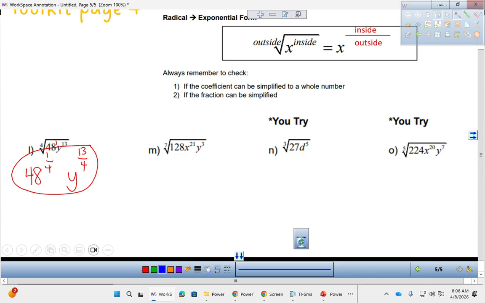So here, I've got a 128. I've got to give that a 1. So I'm going to have 3 different things with their own exponent. The 128 is going to have a fraction. The x is going to have a fraction. And the y is going to have a fraction.